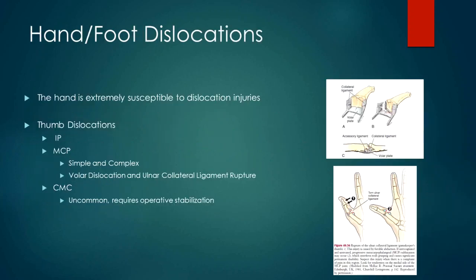Hand and foot dislocations. The hand is extremely susceptible to dislocation injuries. Thumb dislocations: you can have the IP, MCP, and CMC. CMC dislocations are uncommon and require operative stabilization. For the MCP joint, you can have simple and complex dislocations. You can have volar dislocation, and you have issues with ulnar collateral ligament rupture, which will require close follow-up with orthopedics.